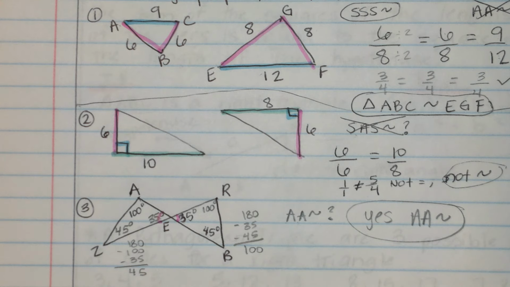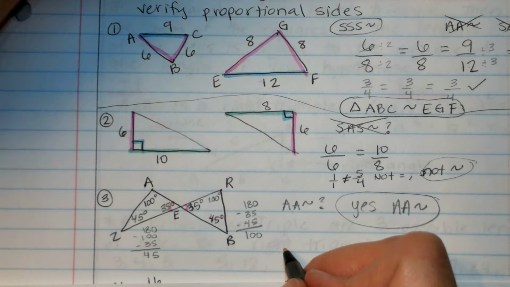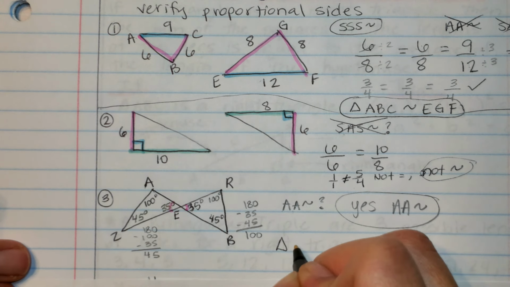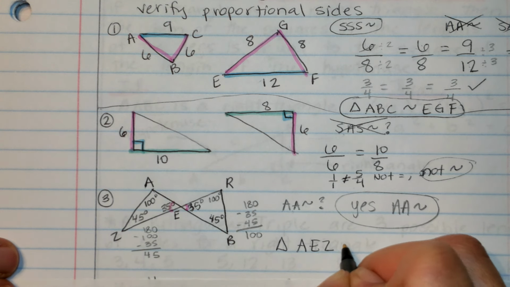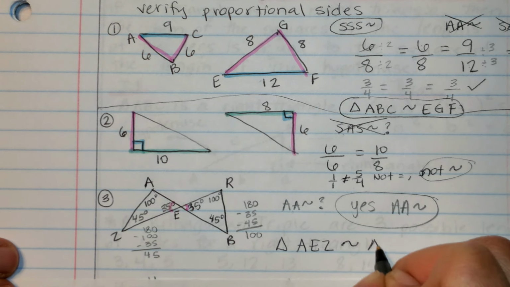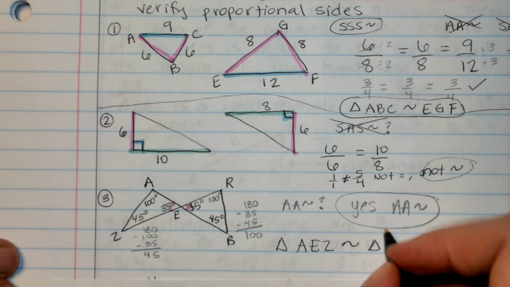And then I do want to write my similarity statement. So let me switch to pen so it's darker. Zoom out just a little. Okay, so my triangle on the left, I'm going to call it AEZ, similar to triangle REB.